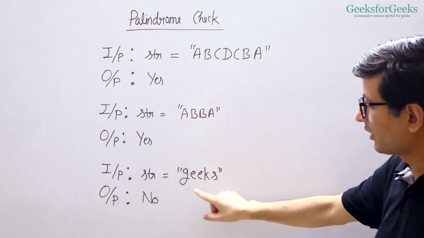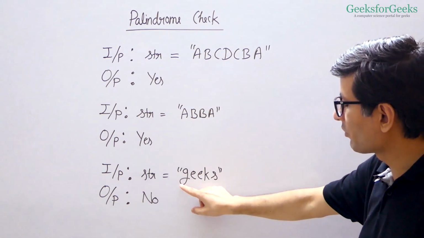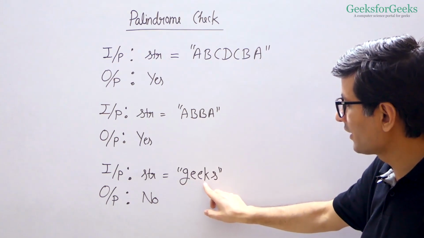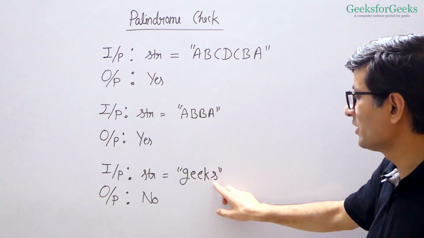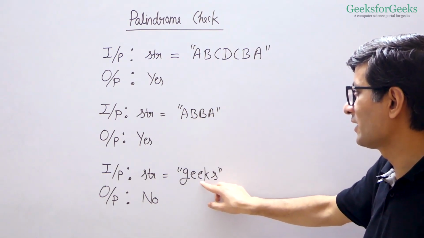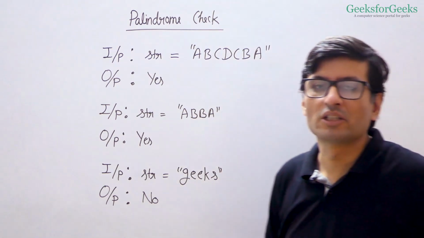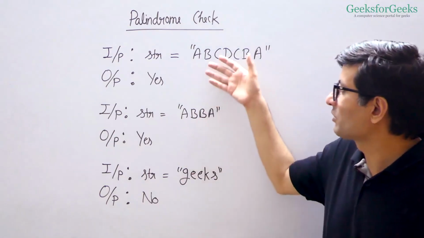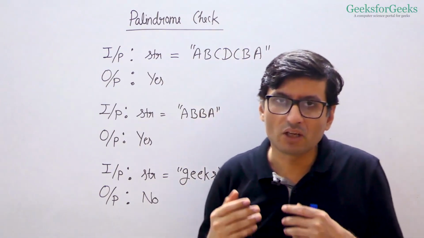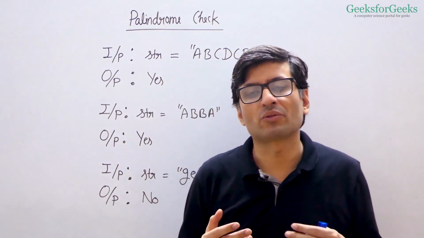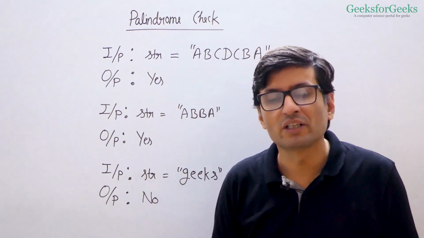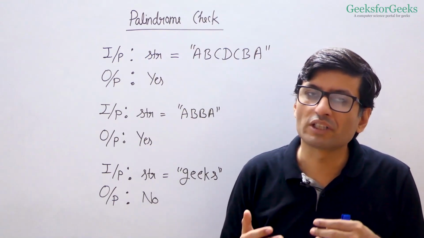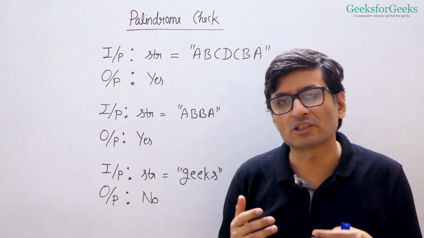Palindrome. Now if you see this string, if you read it from left to right, you get G, E, E, K, S. Right? If you read it from right to left, it's not G, E, E, K, S. It's S, K, E, E, G. So they are not same. So this string is not palindrome and these two strings are palindrome. Now please pause this video and try to write down a function that takes a string as an argument. This function returns true if the given string is palindrome, otherwise returns false.